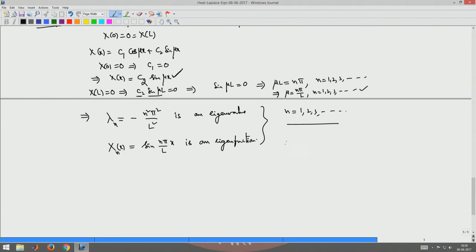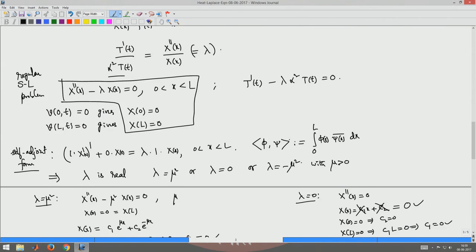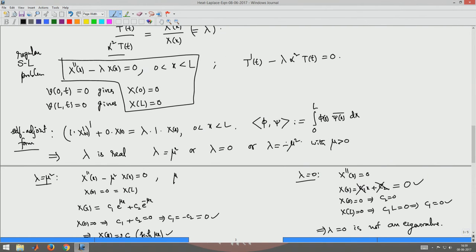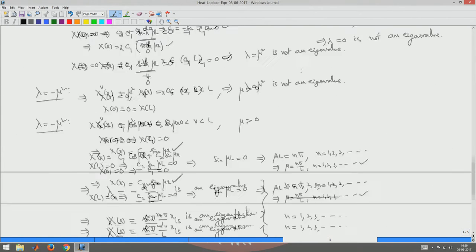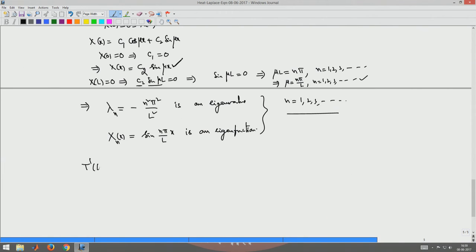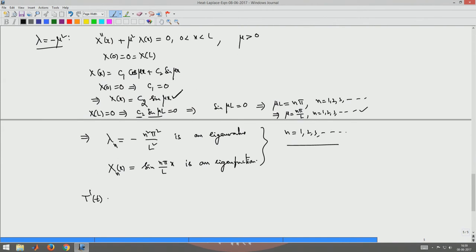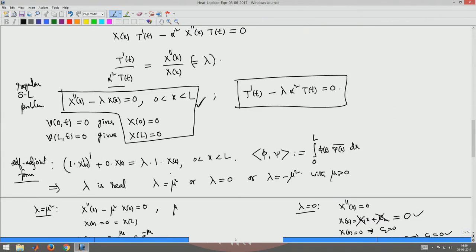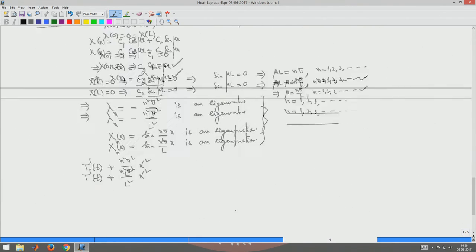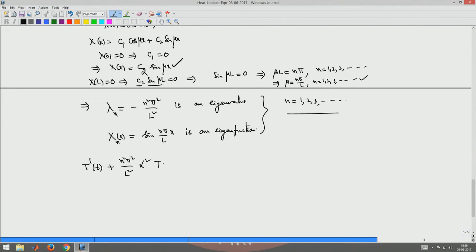So now we have found the eigenvalues and eigenfunctions. I know what X is for these two problems. I have one problem here and another problem here. For this one I know the eigenvalues and eigenfunctions, so I have X n that satisfies it. That same lambda you can put here. So what happens: T dash of t minus lambda, which is minus mu square, so plus mu square, where mu square is n square pi square by L square, times T of t into alpha square. So lambda into alpha square times T of t equal to 0.